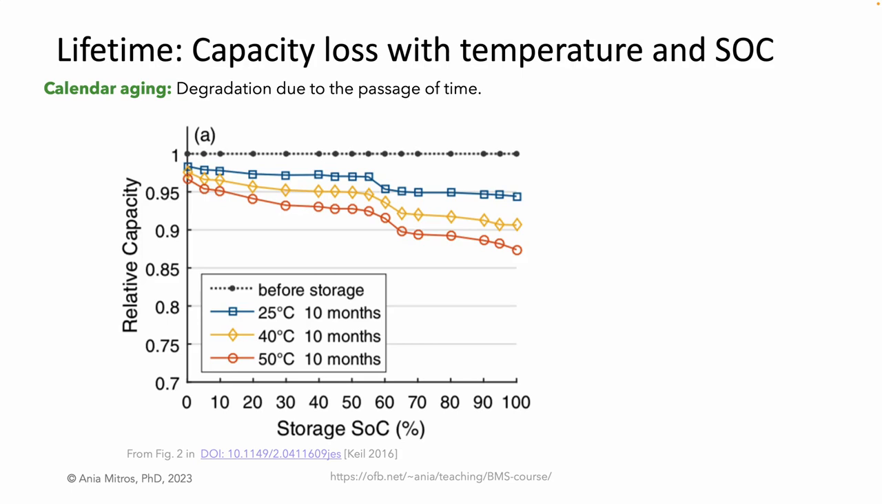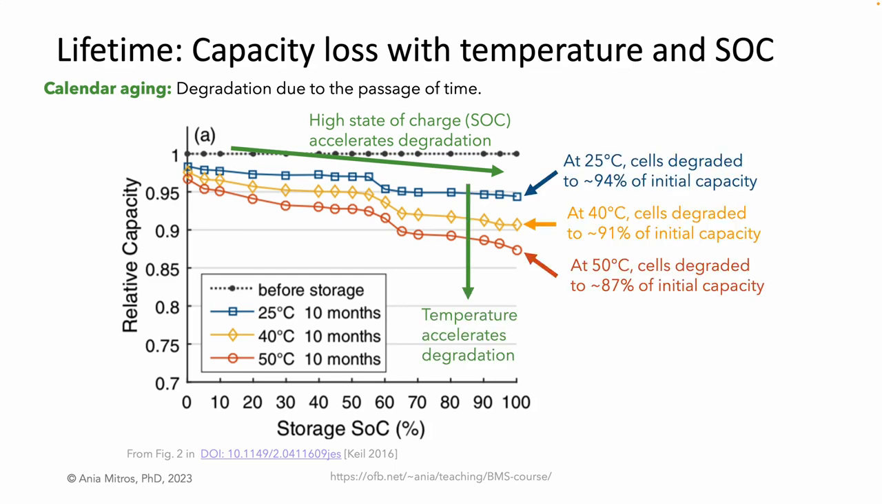This plot is from a really nice publication showing calendar aging in lithium-ion cells. We'll look at this paper in more detail in the lecture on cell behaviors. The authors stored cells at a constant temperature for 10 months and measured their cells' capacity at the end. On the y-axis, we have that measured capacity. On the x-axis, we have the state of charge at which the cells were stored. Cells stored at lower state of charge degraded less than cells stored at high state of charge. The cells stored at higher temperatures degraded more quickly than those stored at lower temperature.